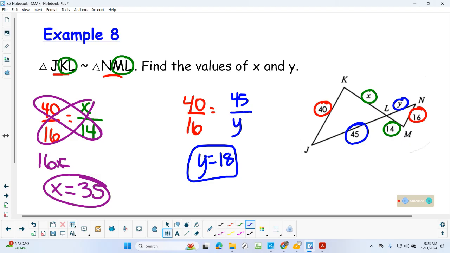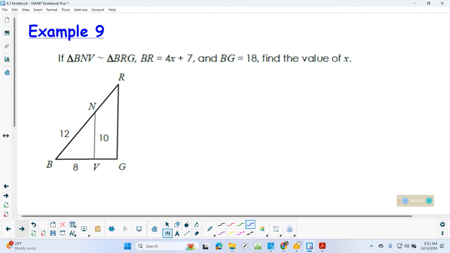Okay, one last fun one. The triangles look a little different because why not? We're gonna start seeing more pictures similar to this in some upcoming sections. But it's the same thing, same thing. Okay, triangle BNV, so this little guy, because there's a lot of triangles on this picture, is similar, let me do the other one in red, BRG, the big one. Okay, all right, got it.